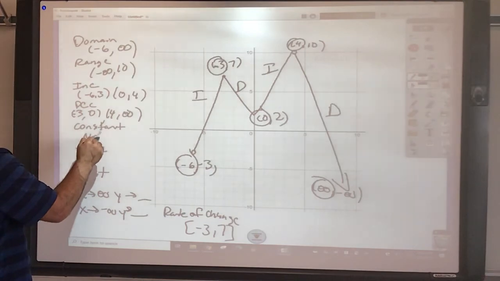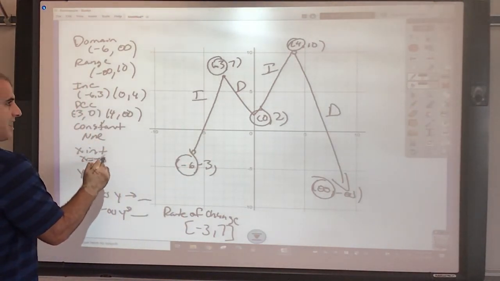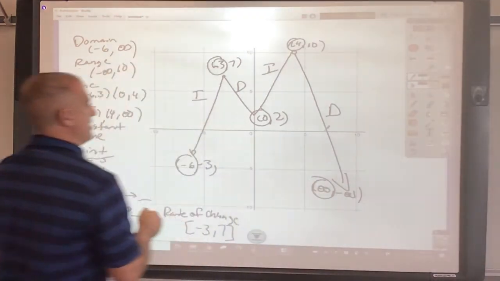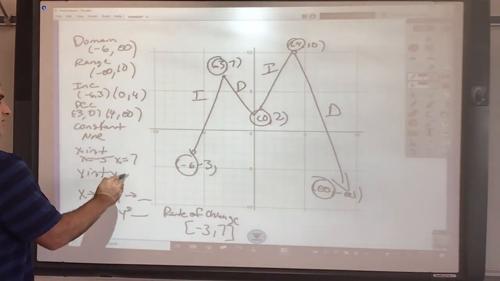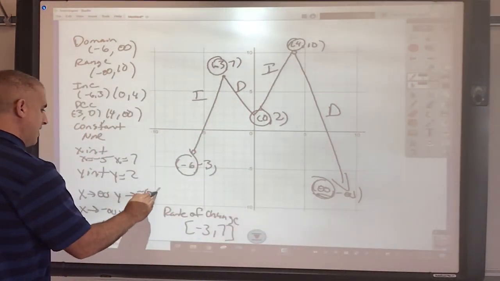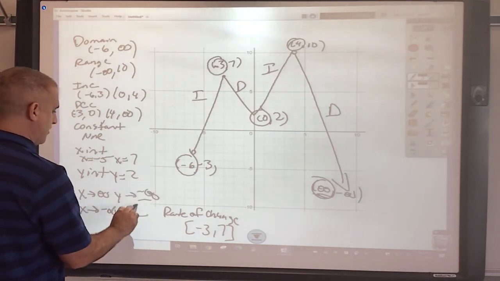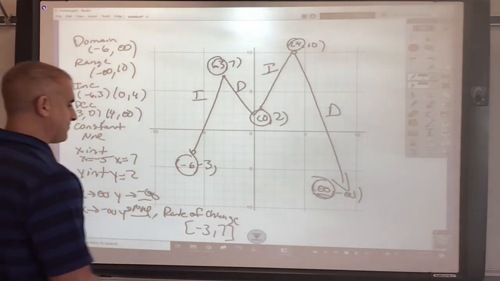So it's none. My x-intercepts, I'm going to estimate that x-intercept at x equals -5, and I'm going to estimate that x-intercept at x equals 7. My y-intercept crosses there at 2. As x approaches infinity, I have one of those, the y is negative infinity. As x approaches -infinity, I don't have one of those, so that's none. Okay, the rate of change from -3 to 7.